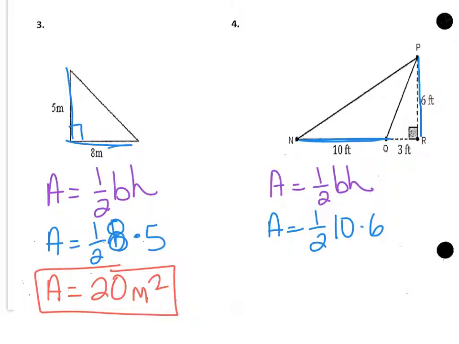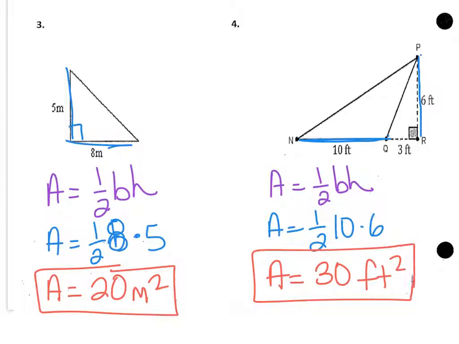So I know that one looks a little bit different, but the height is the distance from the base to the highest point of the triangle, and they have to be right angles, so that those are the base and the height in this example. So now to work this out, half of 10 is 5, and 5 times 6 is 30. So the answer is 30 feet squared. So those are some examples of how to find area of a triangle.